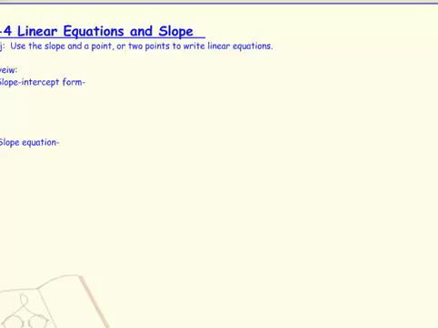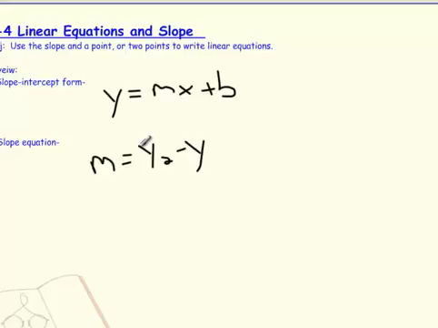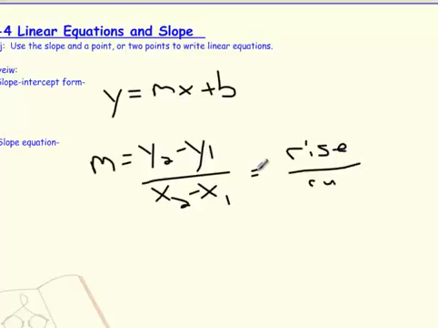Alright, here we are, linear equations and slope. Slope-intercept form is simply y equals mx plus b, m being the slope and b being the y-intercept. The slope equation, if you recall from our lesson, is y2 minus y1 over x2 minus x1. Remember, that came from rise over run. So not a big deal if we can remember the rise, and the rise is the y values.